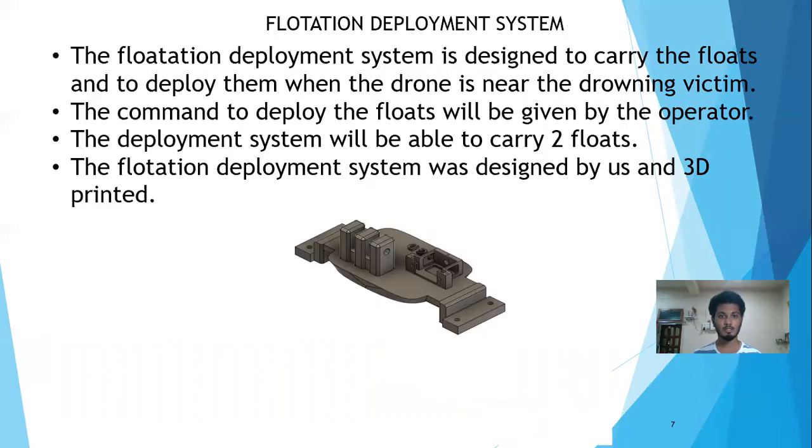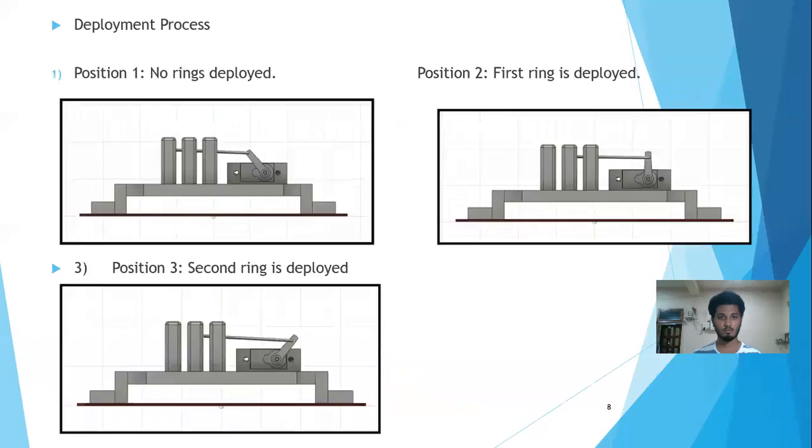The flotation device deployment system is designed to carry the floats and deploy them when the drone is near the drowning victim. The command to deploy the floats will be given by the operator. The deployment system will carry two floats. The deployment process: in position 1, no rings are deployed. In position 2, the first ring is deployed. At position 3, the second ring is deployed.